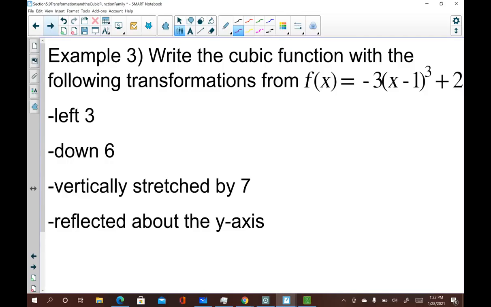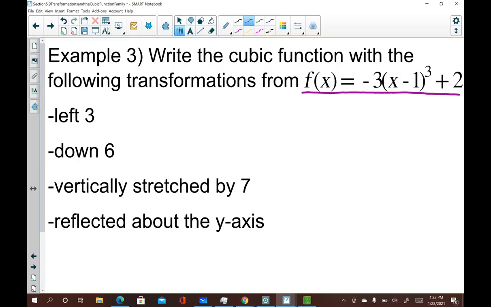The last skill you need to have with your transformation is being able to write cubic functions either from the parent or from an original function using transformations. So we're going to go through our list in order, and we're going to transform this original function f of x equals -3 times (x minus 1) cubed plus 2.